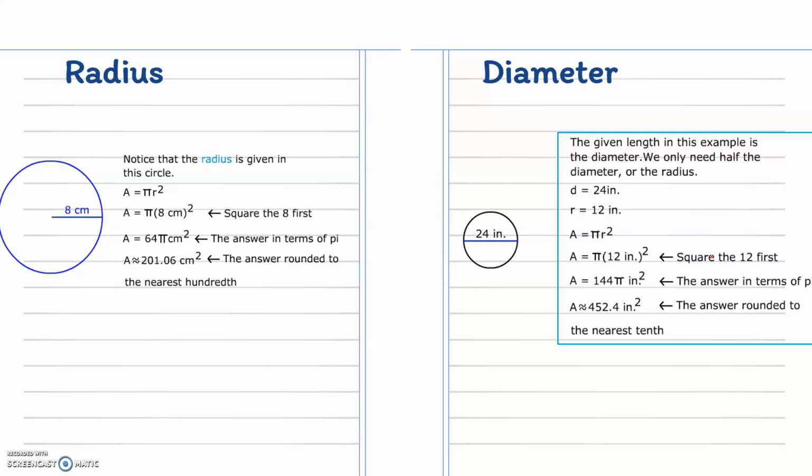Here are some examples. I provided one for radius that you just saw, and then here's one for diameter. So sometimes you might not only have the radius given when you need the area. You might have the diameter, and now you need to find out what the radius is. But remember, if you have your diameter and want to find the radius, you only need to do half. So divide that by 2. Half of the diameter is your radius.